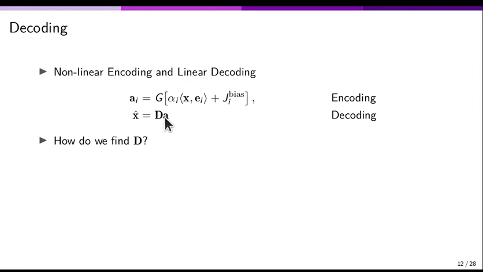Well, the simplest possible decoding is let's just do something linear. Let's take our activities, multiply it by some matrix D, which we're going to call our decoding matrix. And that's going to give us our estimate of X. Simplest thing we could do. How do we go ahead and find D?